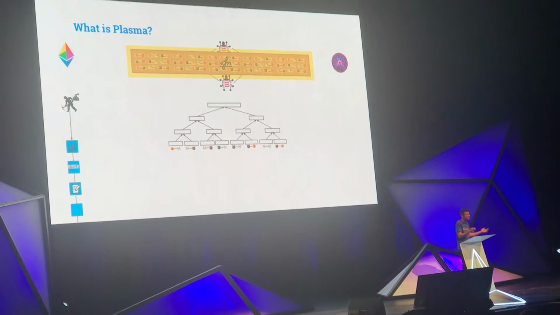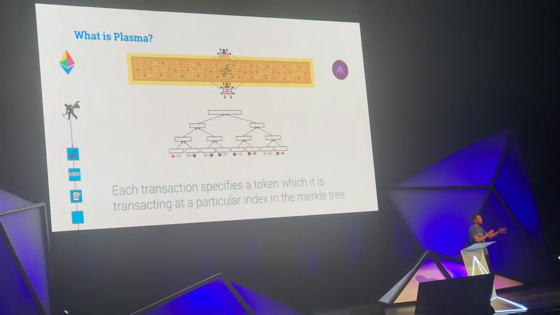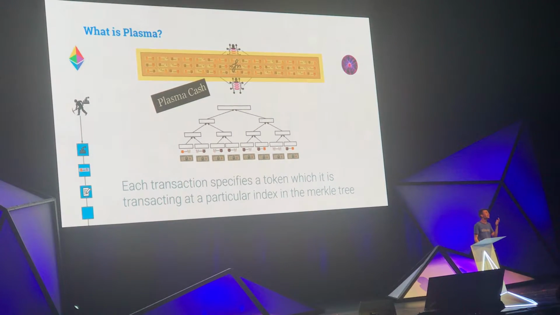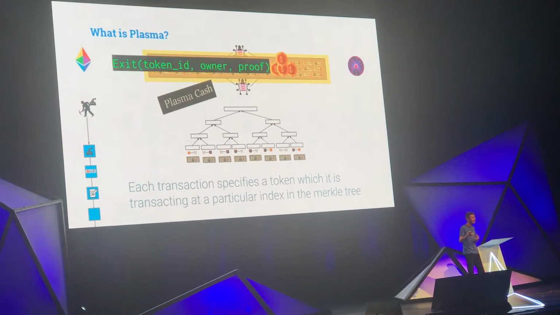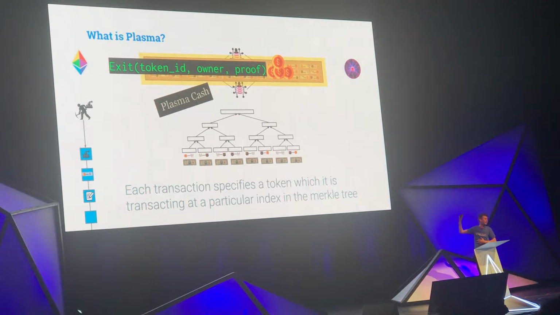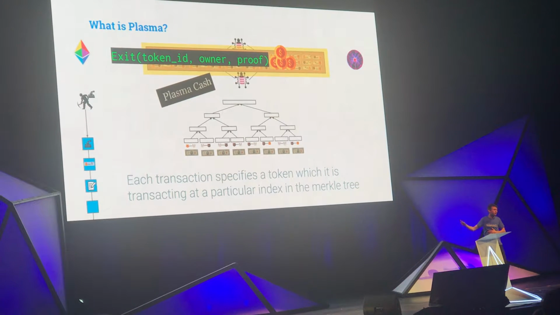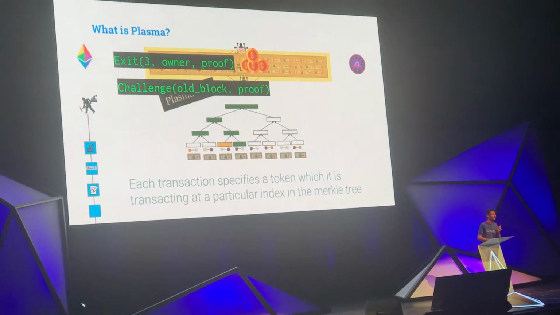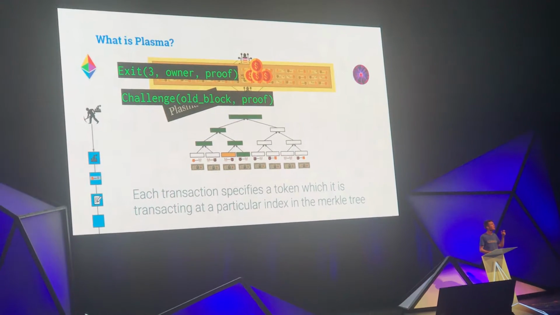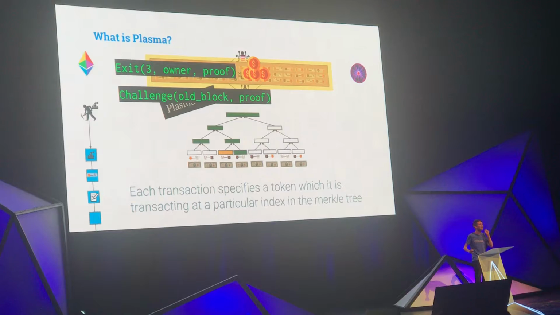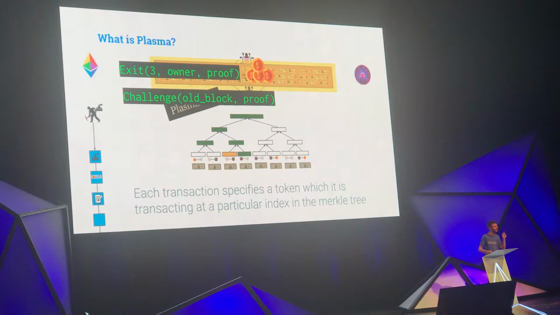What we did with Plasma Cash is we said, okay, each transaction is going to specify an index in a Merkle tree which corresponds to a unique asset at that index. And what that means is that it gives us single assets at every single leaf node of this Merkle tree. And so exits will specify the particular coins that you are trying to exit, and challenges will refute that particular coin at that particular index in that particular Merkle tree.